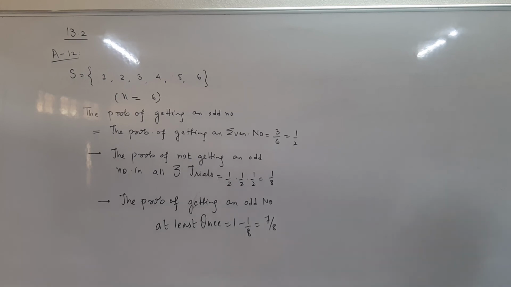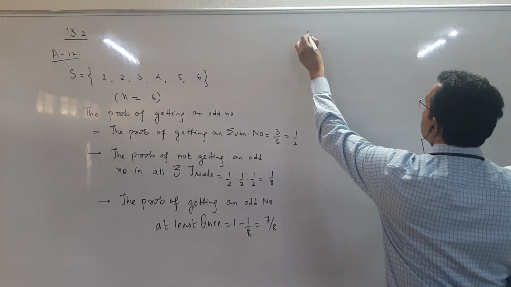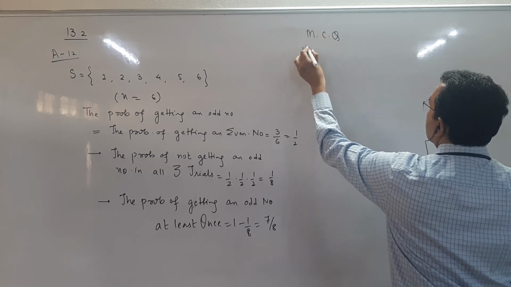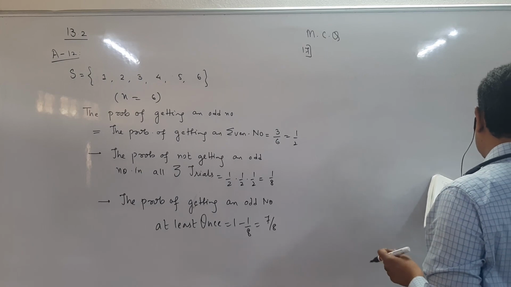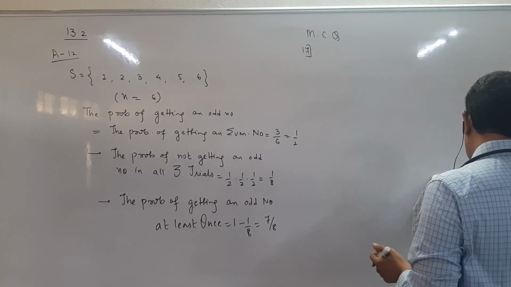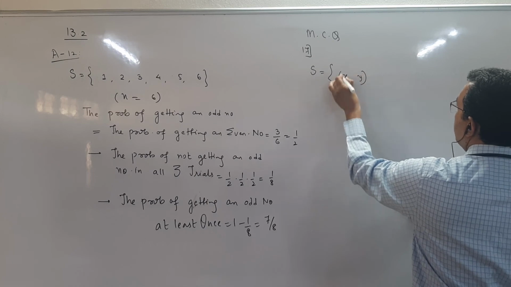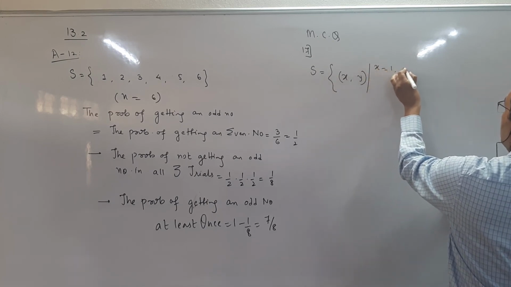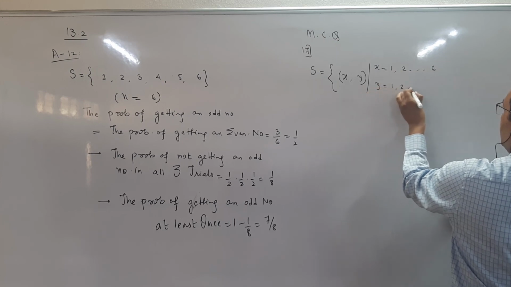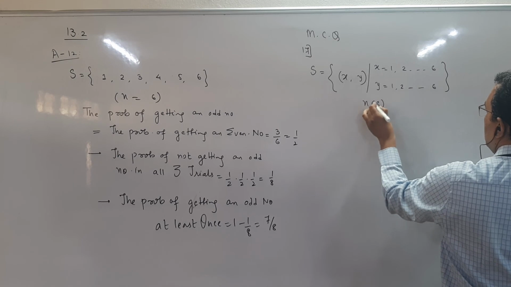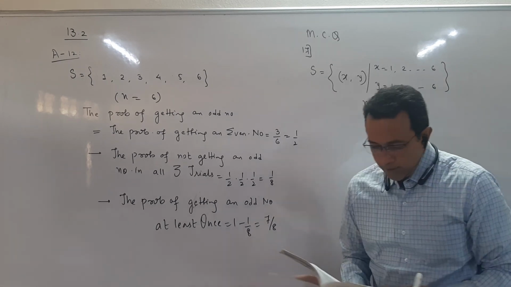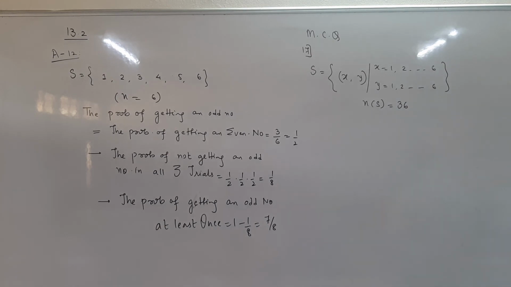Now, from the 13th Sunday to the next lecture, let us answer the 2 MCQs. MCQ 17. The probability of getting an even prime number on each die when a pair of dice is rolled. Sample space of a pair of dice being rolled can be written as set of ordered pair xy, where x varies from 1 to 6 and y varies from 1 to 6. Total elementary outcomes of sample space can be written as 36. This all of you know since your 10th standard.